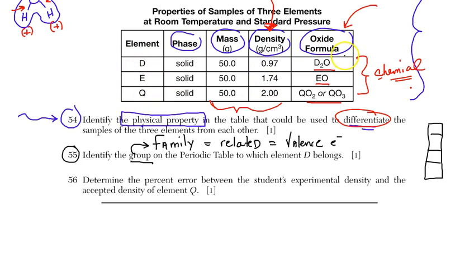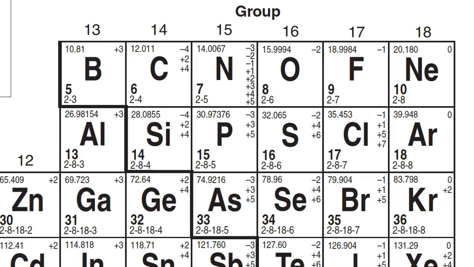The key here is the oxide formulas. The formula that they make tells you the charge they like to become. So if I look at D, I see it likes to become D2O. Now if it's D2O, I'm going to find the oxidation state of D. So what's the oxidation of oxygen? Well, the periodic table tells me. So as I go to my periodic table of elements, like the one you have for your test, you're going to see that the charge that oxygen likes to become is -2.